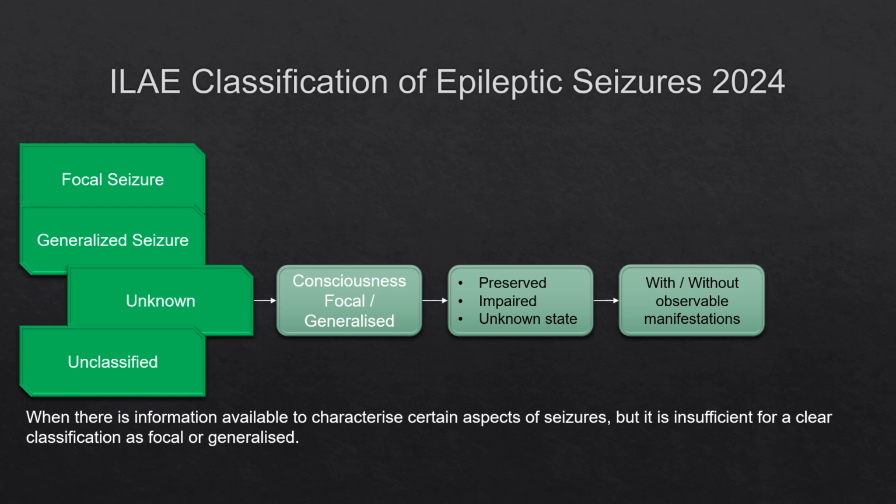And the unknown seizures, depending upon the consciousness, can be classified in the same way as focal seizures, that is preserved consciousness, impaired consciousness, and unknown state, and all of them can be with or without observable manifestations. In addition, the unknown seizures can be focal and can be generalized also.